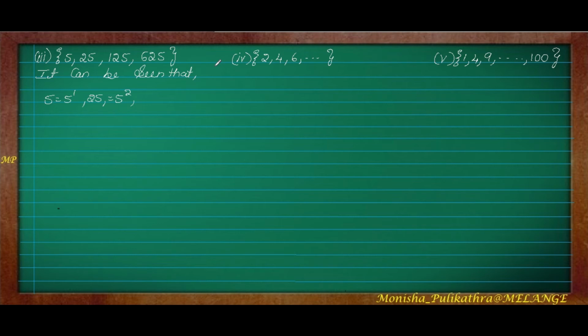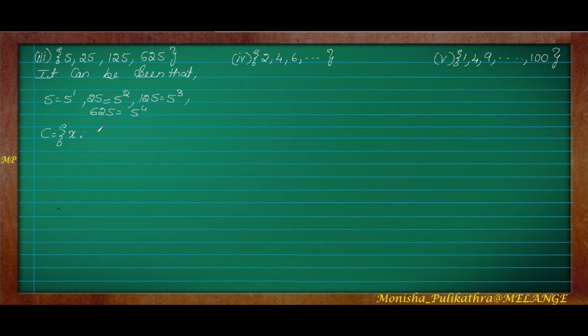Okay, wait, don't write that comma there. So 25 is equal to 5 square. Next is 125. 125 is equal to 5 cube. In the same way, 625 is equal to 5 to the power of 4. So how do we write the set builder format for this? Let this set be C.